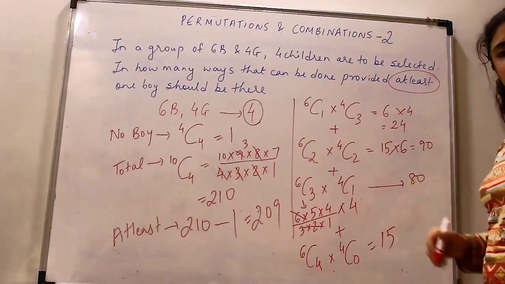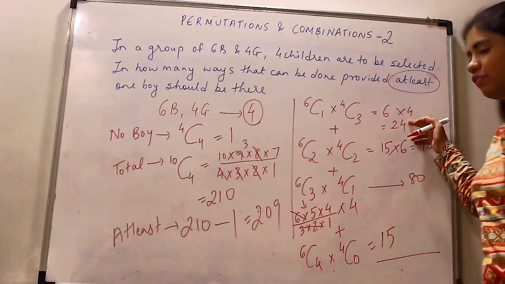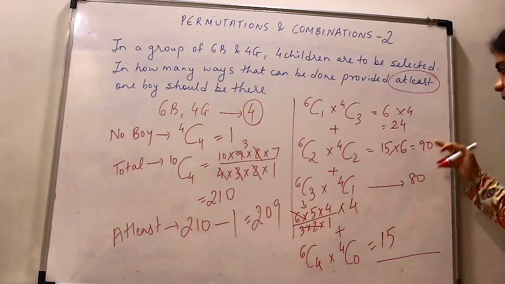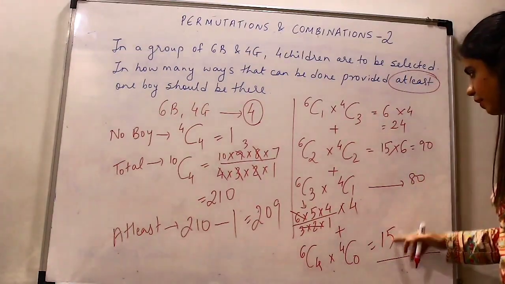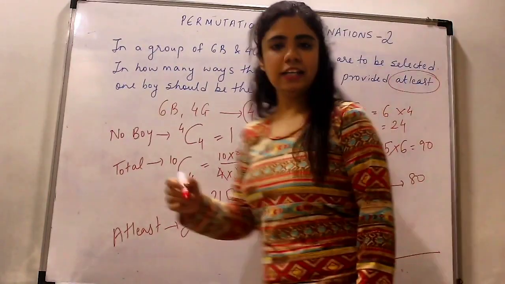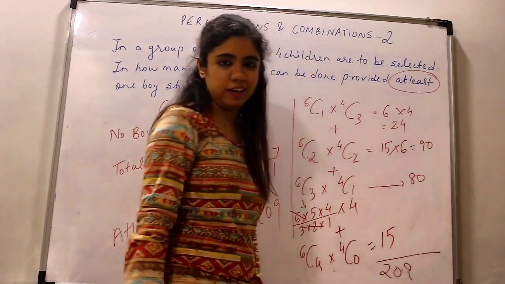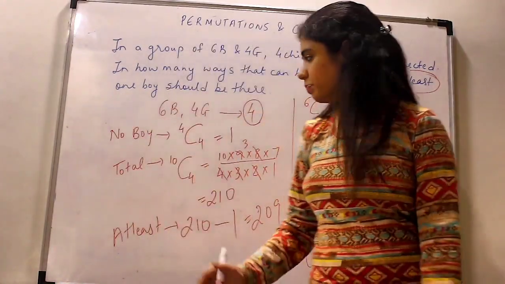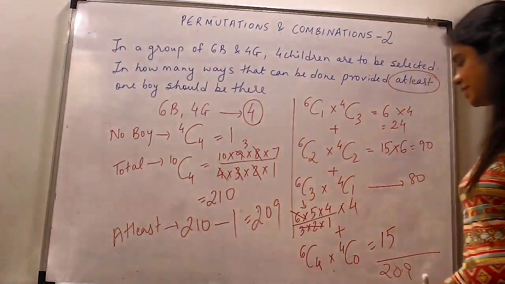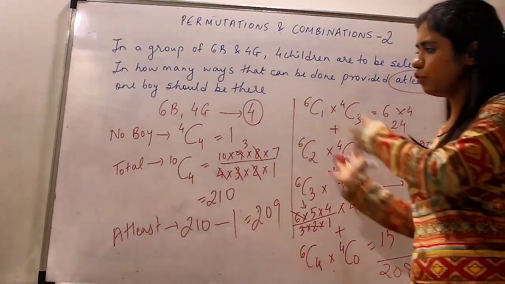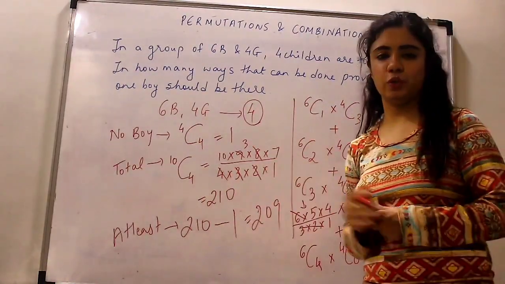You add the total cases. Okay? Because 24 plus 90 plus 80 plus 15. So if I add all these values, my total will again come out to be 209. Okay? So what you can do is probably the first method or the second method. But ideally you should go for the first method because that is slightly shorter.